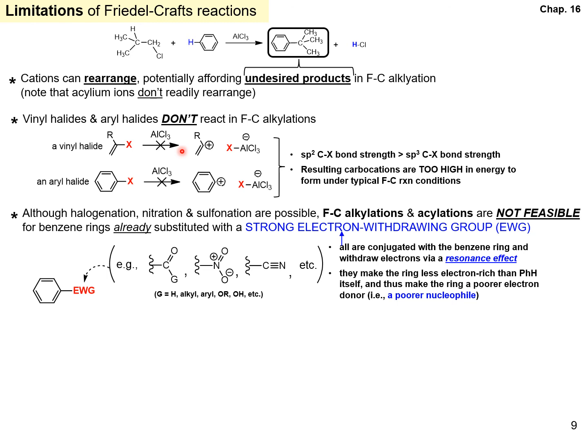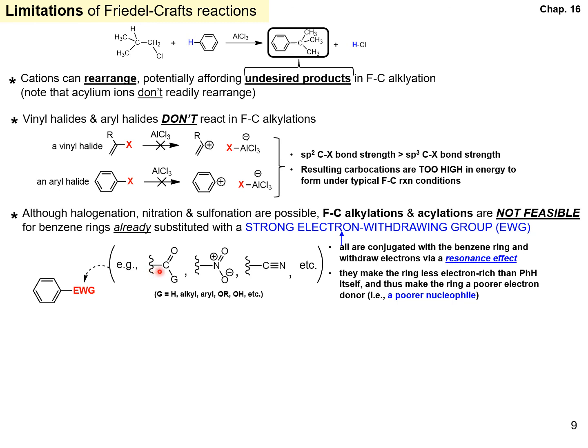Another one, which is also very important and sometimes easy to forget, is that Friedel-Crafts reactions, not halogenation, not nitration, not sulfonation, but only the Friedel-Crafts reactions, are very slow and not feasible when you have a strong electron withdrawing group attached to benzene. And we just defined in another video what a strong electron withdrawing group is.